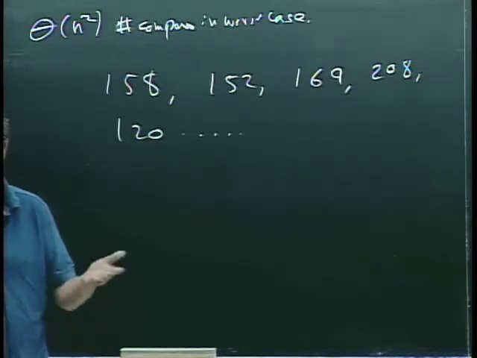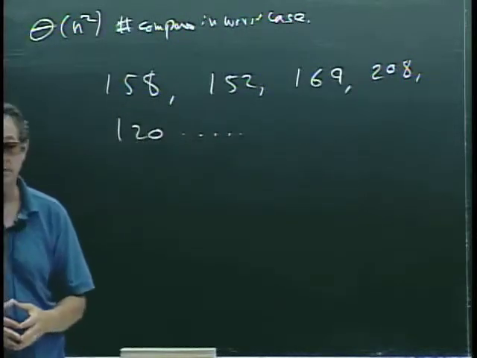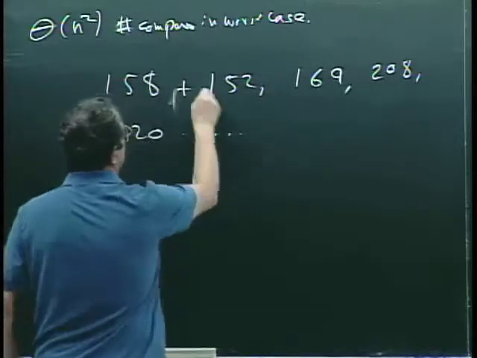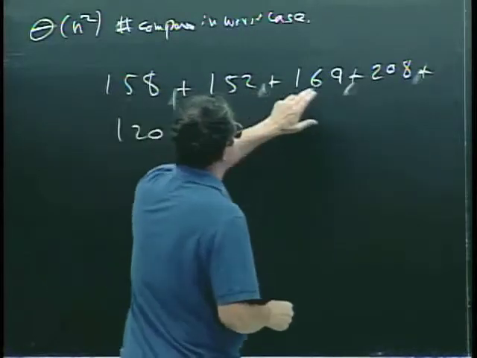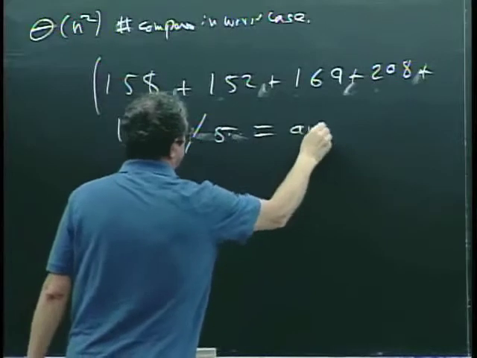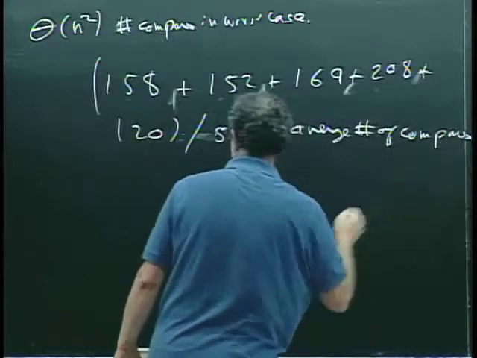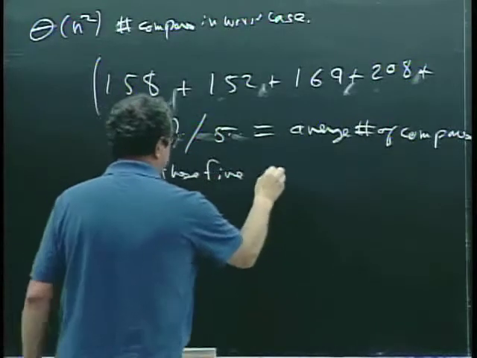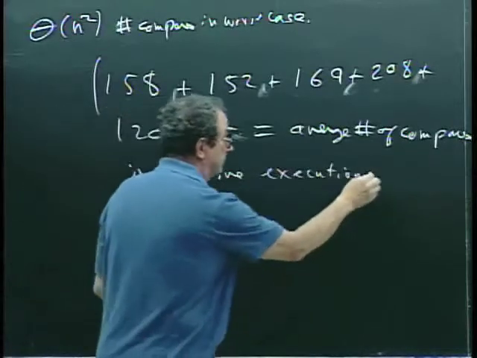What's a sensible way of trying to convey how the algorithm is behaving? I could average them. Okay, that's a very sensible thing. I could add them together, and then 1, 2, 3, 4, 5. It turns out this is 5. Okay, and that's the average number of compares in these 5 executions. And remember, it's executions with the same data each time.